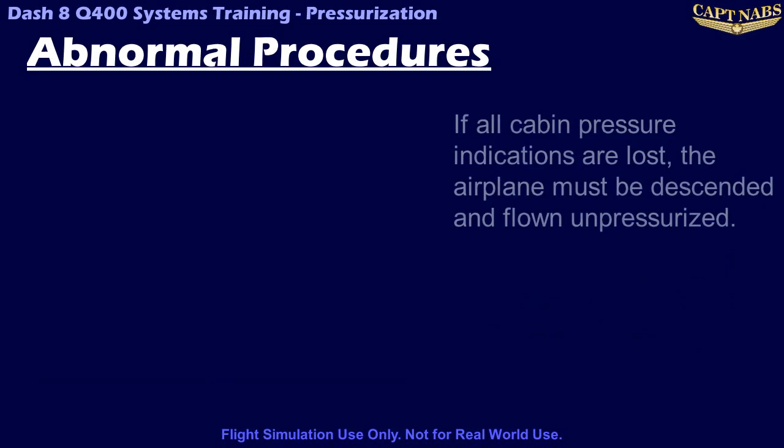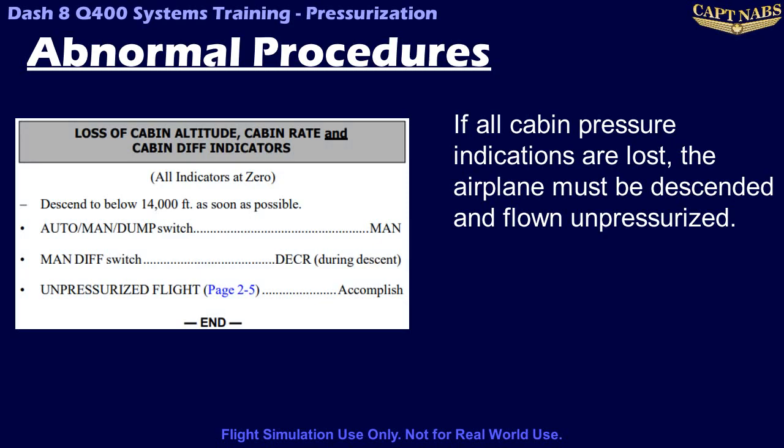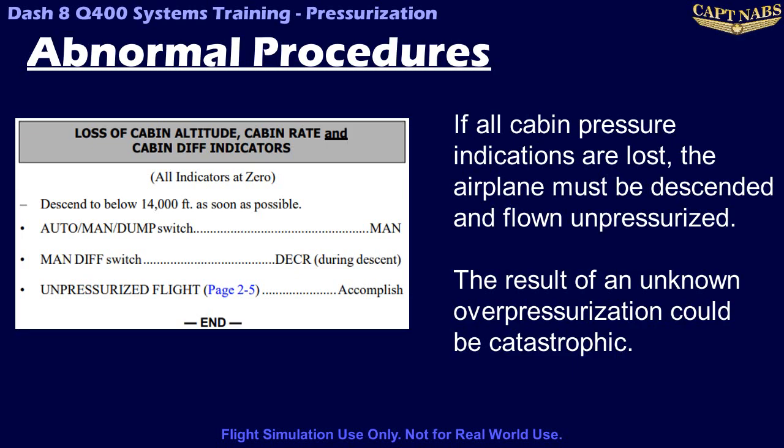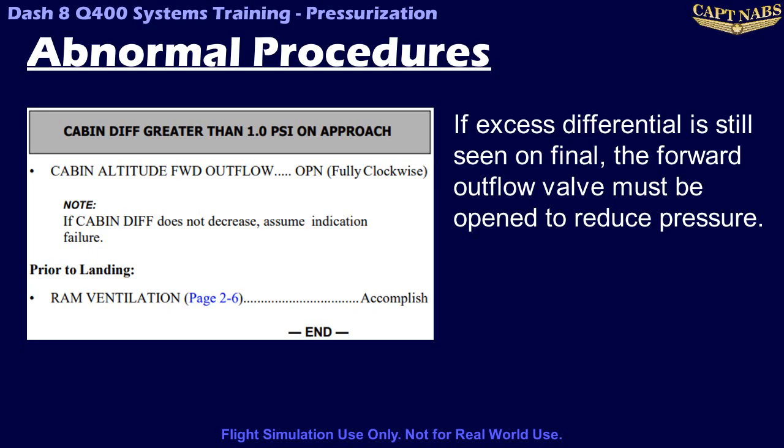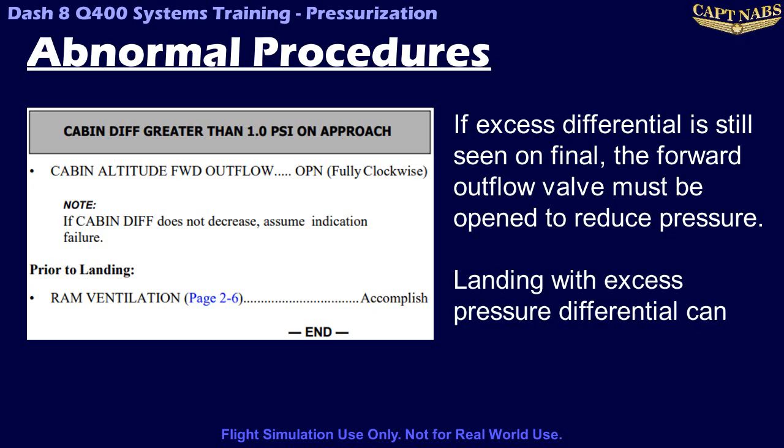If all cabin pressure indications are lost, the aircraft must be descended to a safe altitude and flown unpressurized. This is because the result of overpressurizing the aircraft and not being aware of it could be catastrophic. As was mentioned in the limitations section, the cabin must be essentially unpressurized for landing. If a cabin differential is still seen while on approach, the forward outflow valve must be opened to ventilate as much pressure as possible.